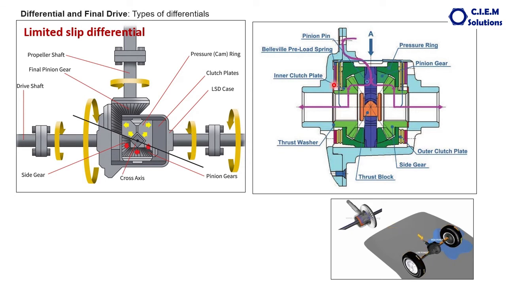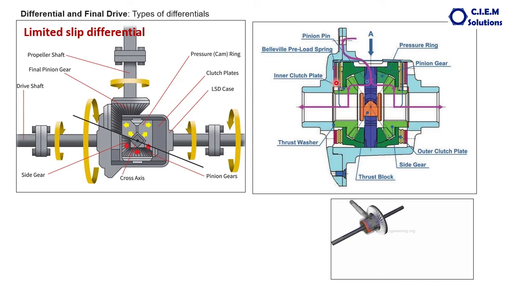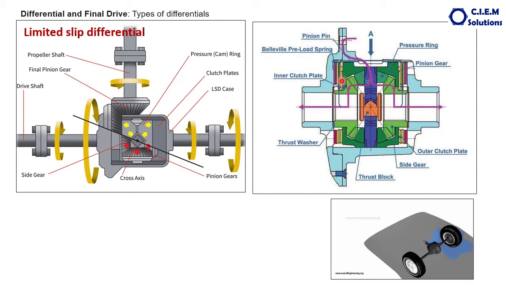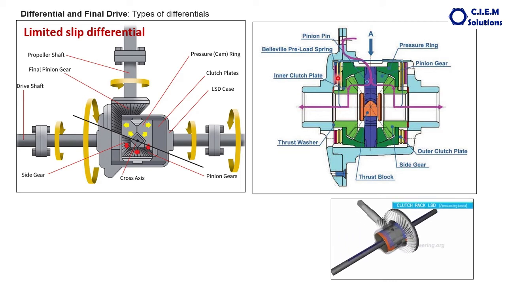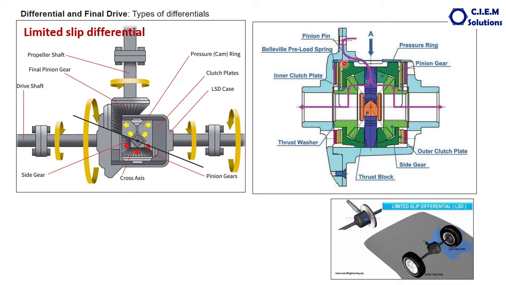This is a set of clutch packs having a combination of friction plates and steel plates arranged alternately. The friction plates have internal teeth and are mounted on the splines. The steel plates, or separation plates, have external teeth and are mounted on this housing. This is the housing actually. So these are the housings.